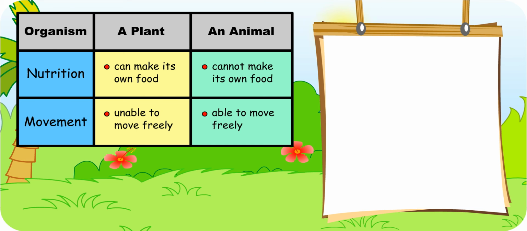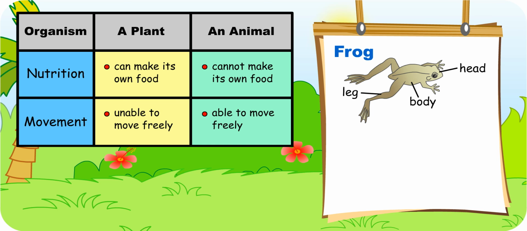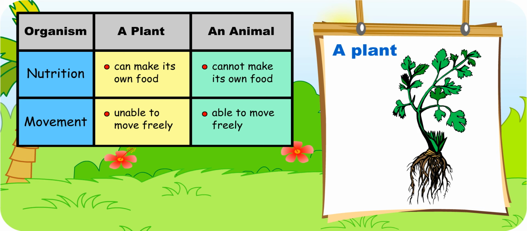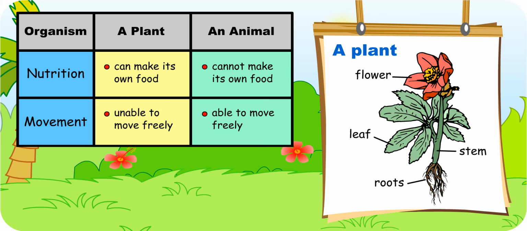I realized something. A frog has body parts such as a head, a body, and 4 legs. It is quite different from a fish which has a head, a body, and a tail. Animals come in different forms. How about plants? Plants do not have heads, bodies, or legs. They have leaves, stems, and roots. Some of them have flowers too.